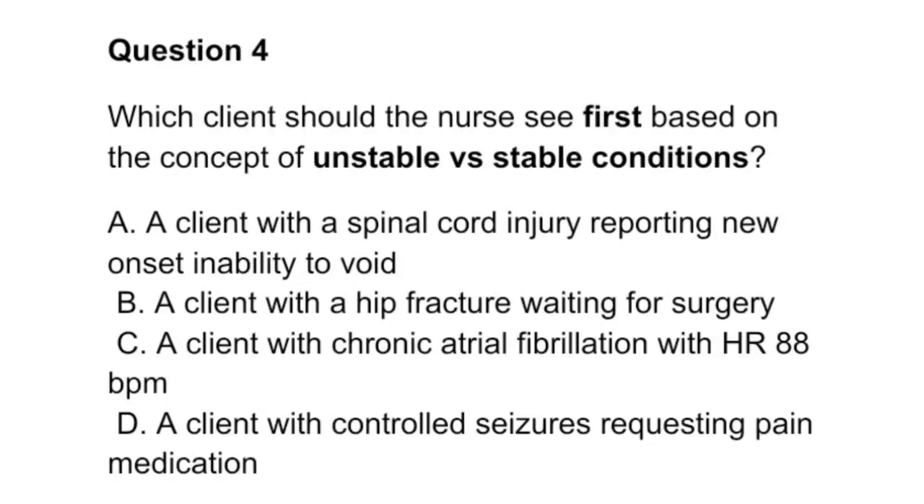Question 4. Which client should the nurse see first based on the concept of unstable versus stable conditions? A, a client with a spinal cord injury reporting new onset inability to void. B, a client with a hip fracture waiting for surgery. C, a client with chronic atrial fibrillation with heart rate 88 BPM. D, a client with controlled seizures requesting pain medication.